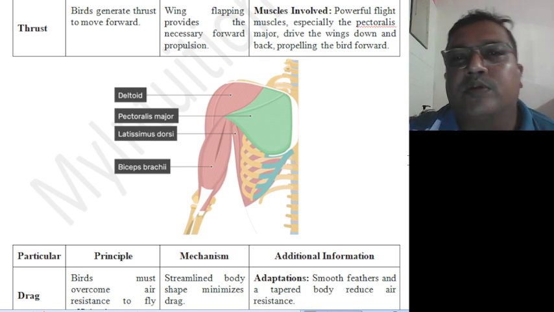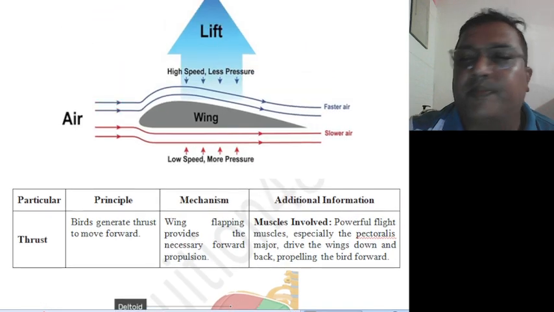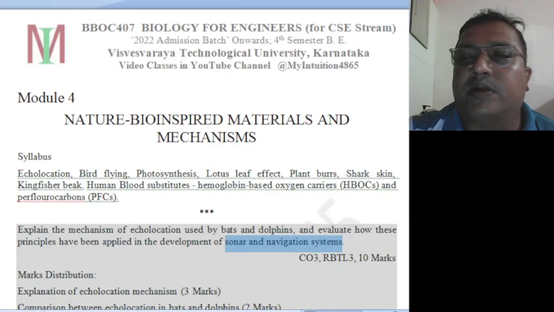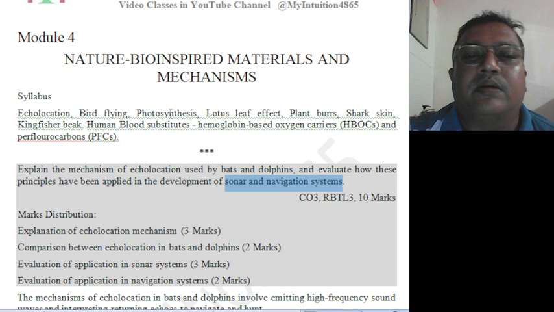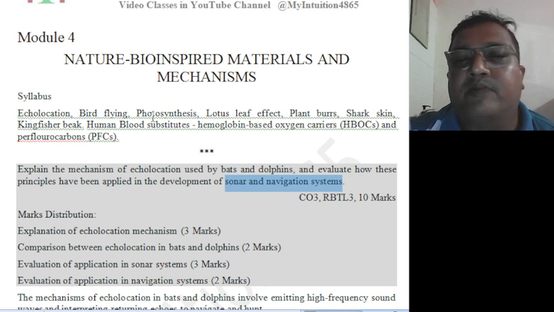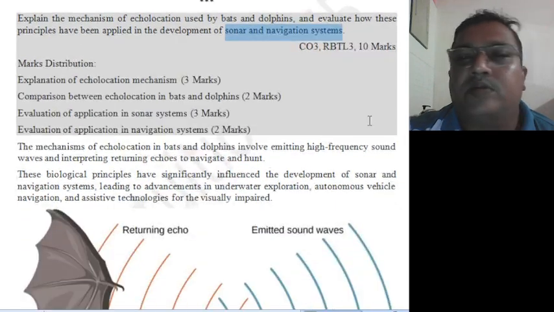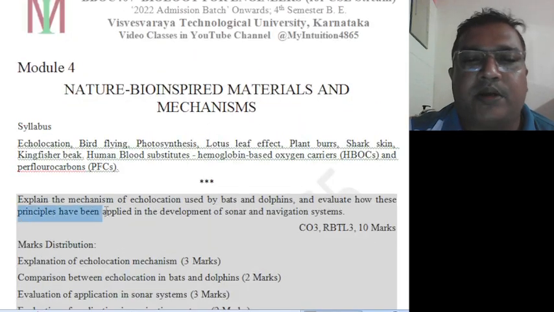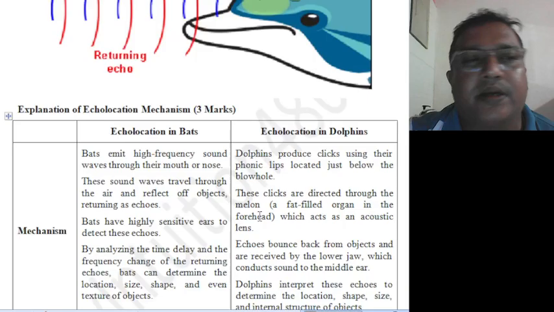Okay, so moving to module 4. Module 4 has these many topics: echolocation, bird flying, photosynthesis, sleep, etc. So you can see, the first part, echolocation, is already completed.